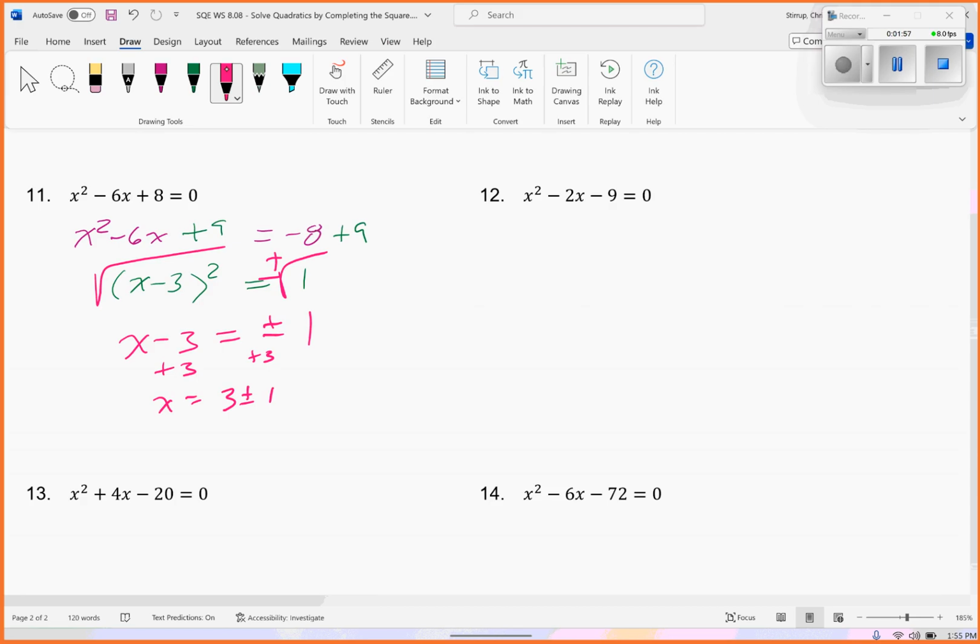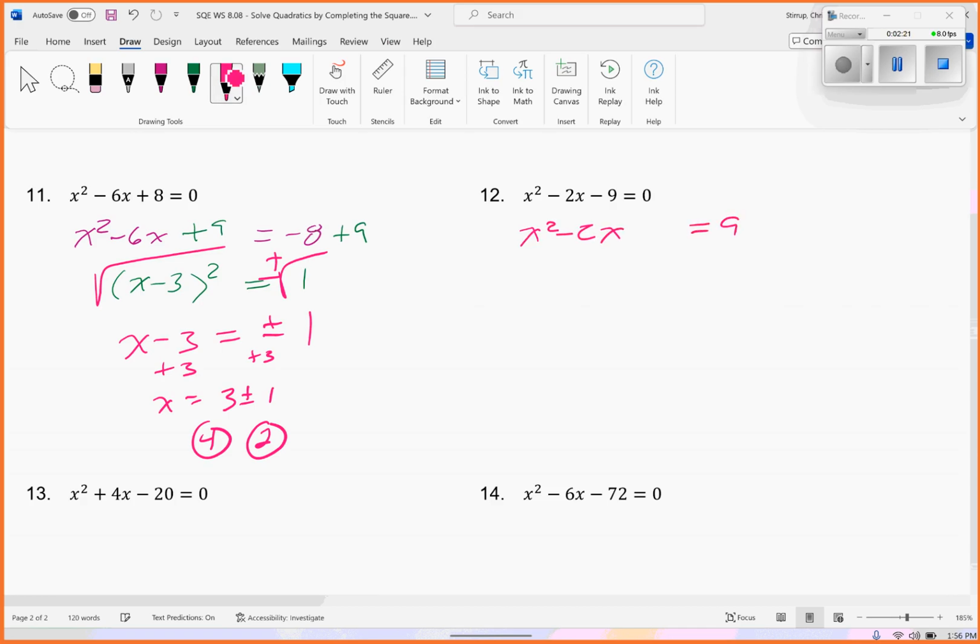All right. So 3 plus or minus 1 gives me 2 answers. 3 plus 1 is 4, and 3 minus 1 is 2. Those are my 2 solutions. Okay? In fact, when we start graphing this in the very last unit, that would be where it crosses the x-axis. So problem number 12, we're going to add 9 to both sides because we do the opposite.